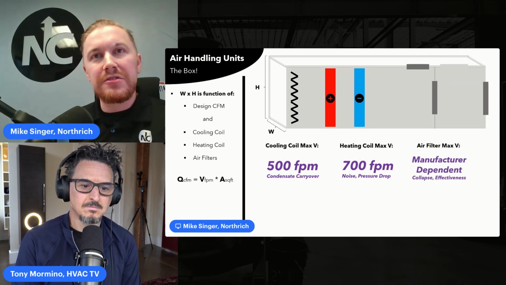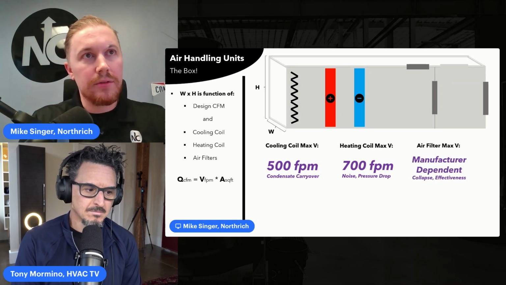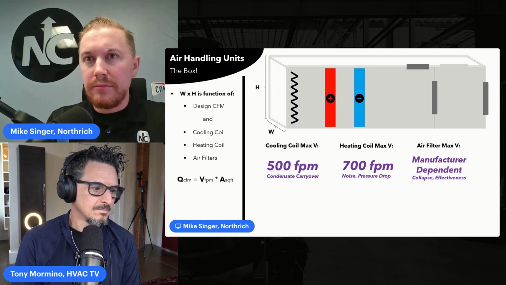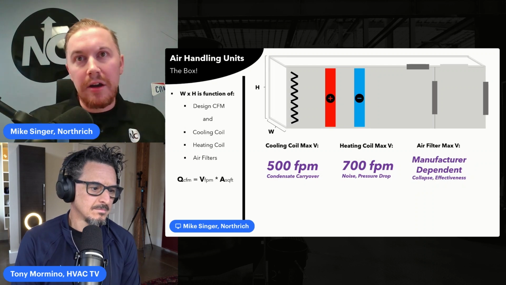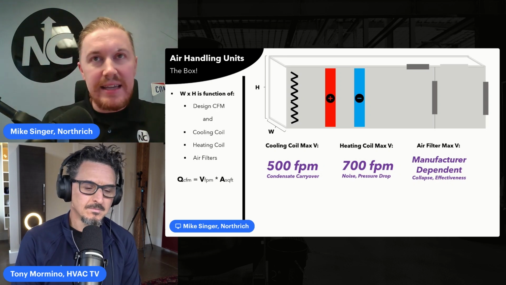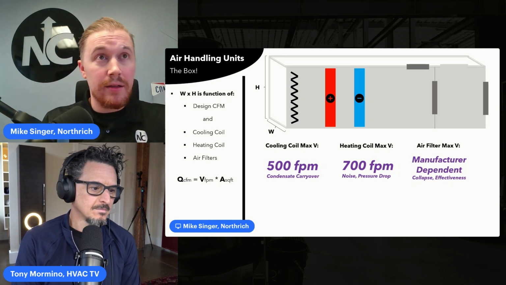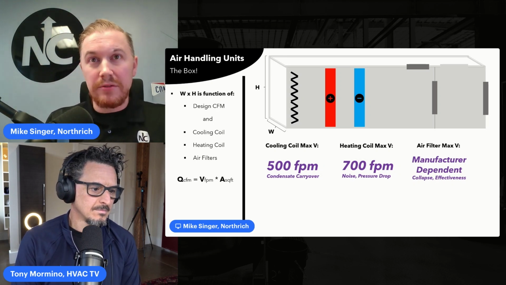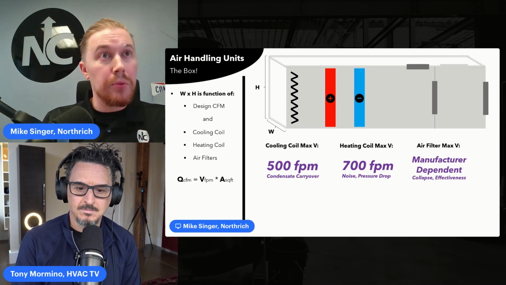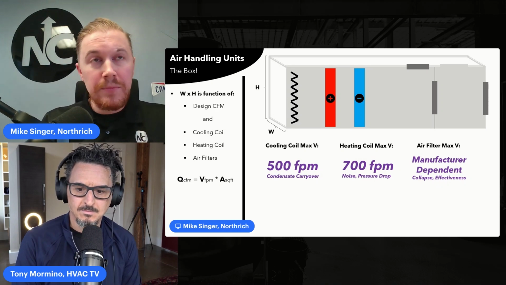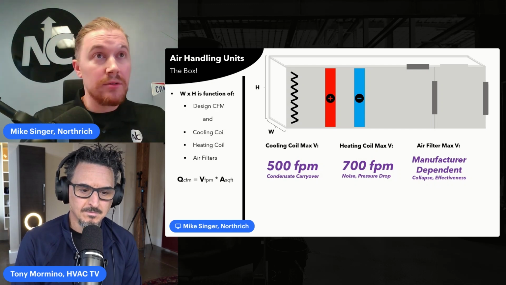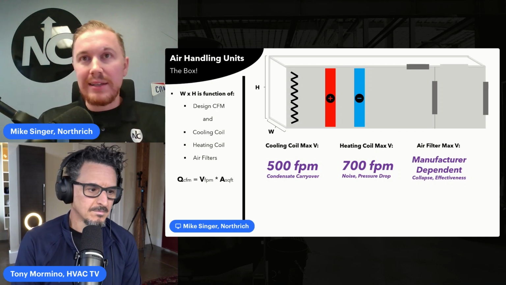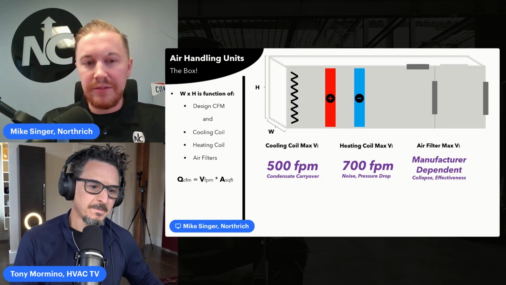And air filters also have to be taken into account. If I look at a MERV 13 4-inch pleated air filter, I'm going to see a maximum air velocity that the manufacturer states we're allowed to push over that media. And if we don't follow that specification, we might collapse the air filter or at least reduce its effectiveness.